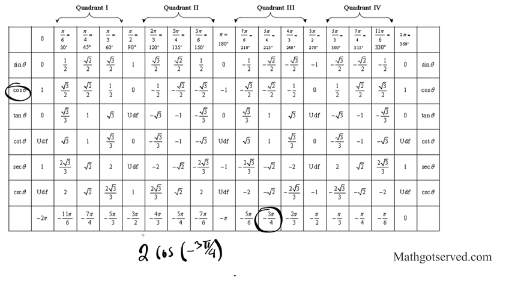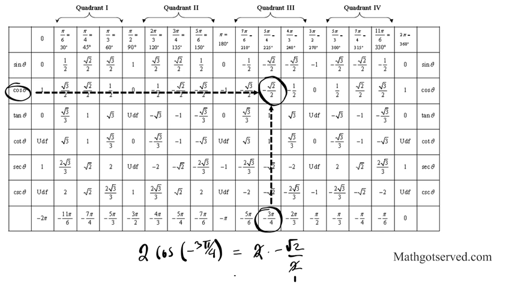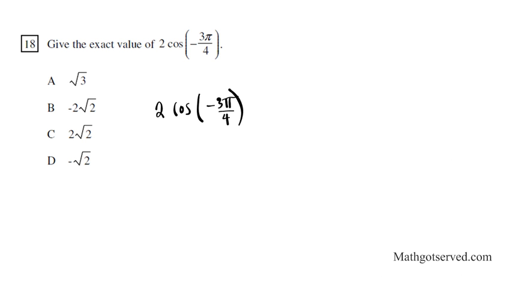All right, so let's join them. I'm going to use my line tool here. It goes right there. This is where they meet. They both meet at negative root 2 over 2. So the cosine of negative 3 pi over 4 is negative root 2 over 2. So this is going to become 2 times negative root 2 over 2. All right, these 2's divide out, and your final answer is negative root 2. All right, so the answer to the question is negative root 2, option D.